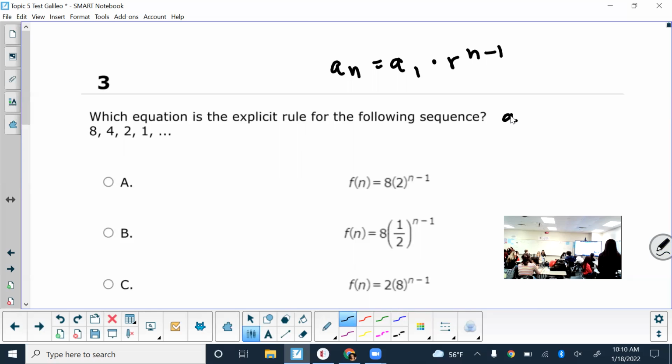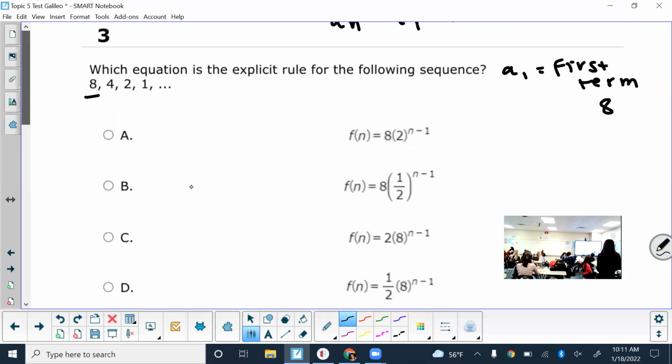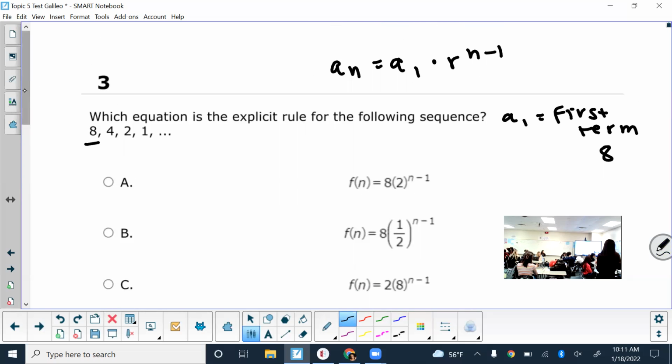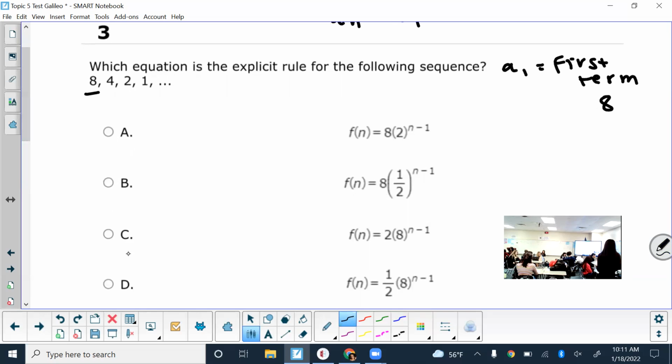So what does the A sub 1 stand for? Your first term in the sequence. What is the first term in the sequence? 8. All right, so A sub 1 is going to be 8. So that's why you should not have picked C or D because it did not have 8 in the first term position.